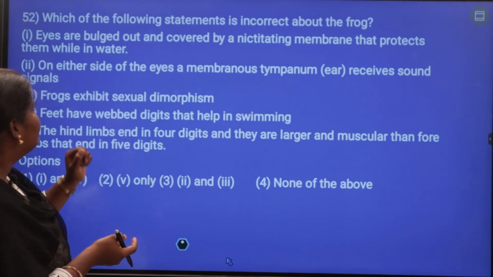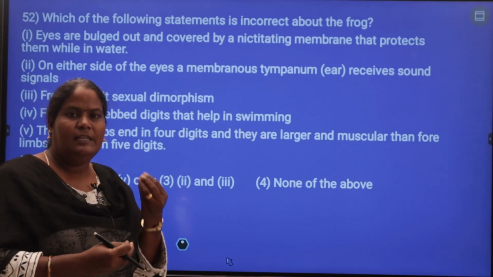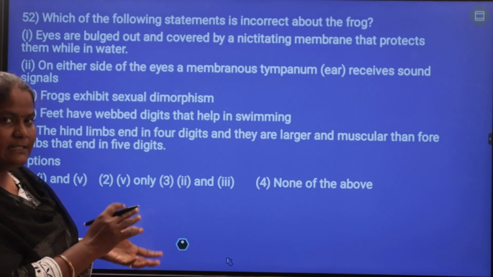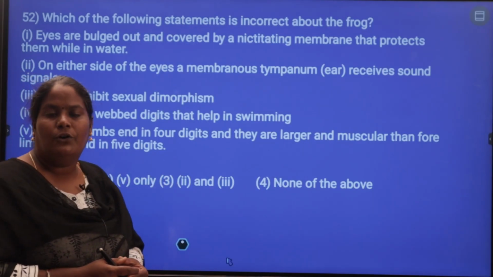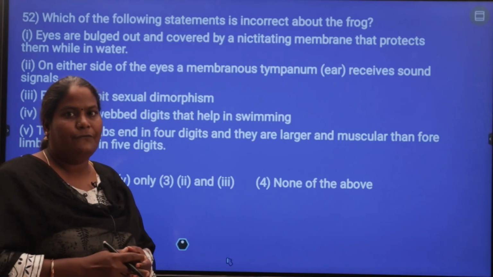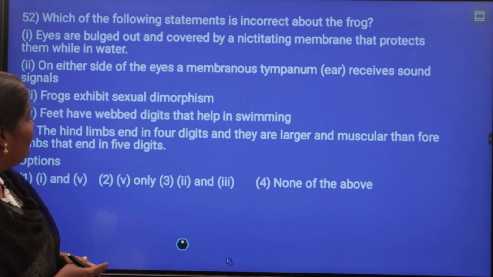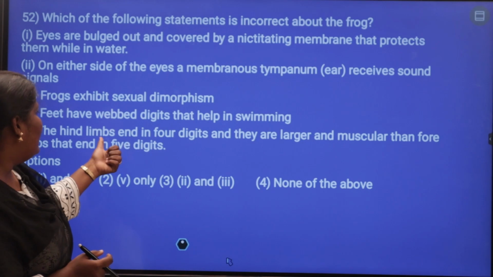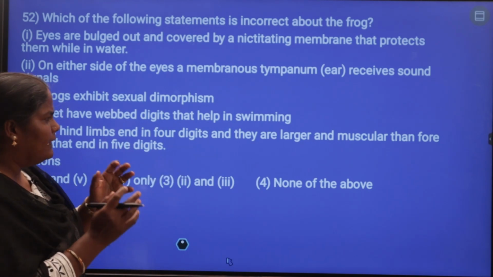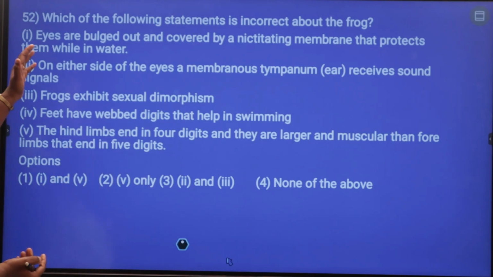The next one is, on either side of the eyes a membranous tympanum. Tympanum is an organ responsible for the hearing of animals. So the tympanum, which acts as an ear, receives the sound signals. And the third one is, frogs exhibit sexual dimorphism. Sexual dimorphism means male and female frogs are separated, that means they are unisexual in nature. Next, the feet have webbed digits that help in swimming. The next one, the hind limbs end in 4 digits and they are larger and more muscular than forelimbs that end in 5 digits. They are asking you to identify which one is the incorrect statement.